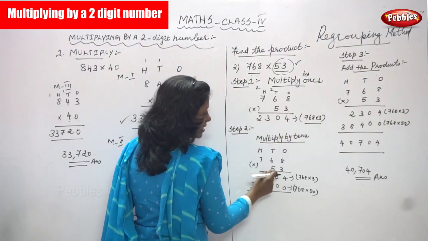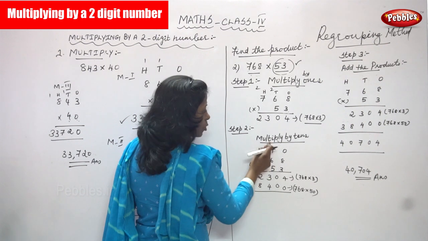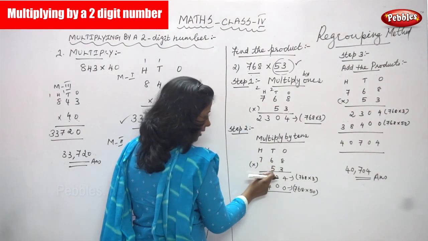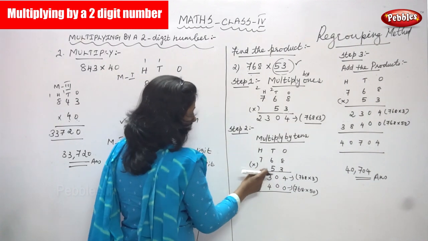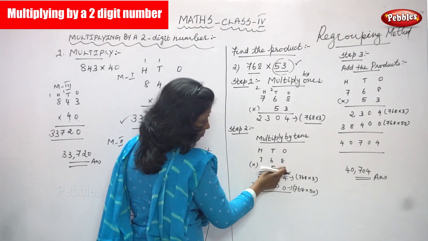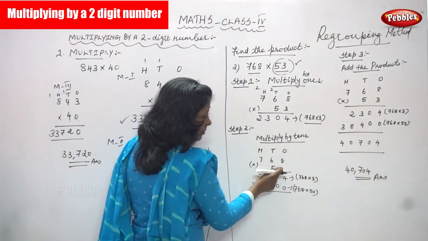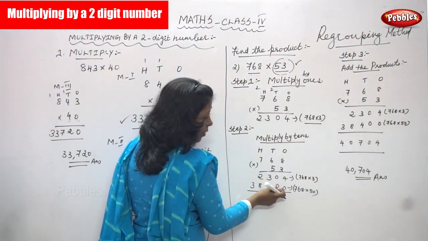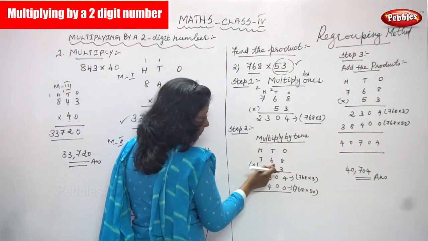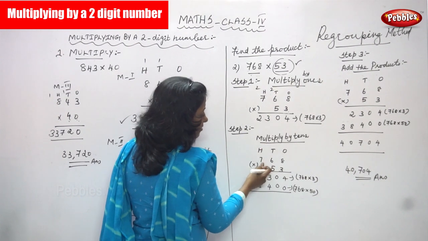multiply by tens. What is the number in tens place? That is 5. I'm going to multiply by 5. So 5 into 768. 5 into 8, that means what? 40. So before that you have to put 0 in the ones place, and again I'm going to multiply 5 with 768.